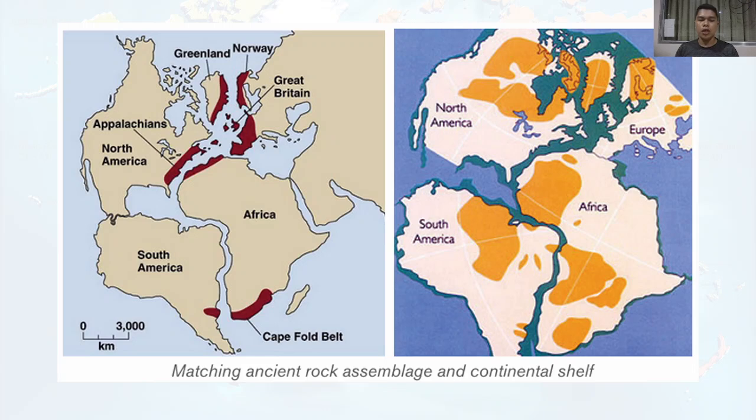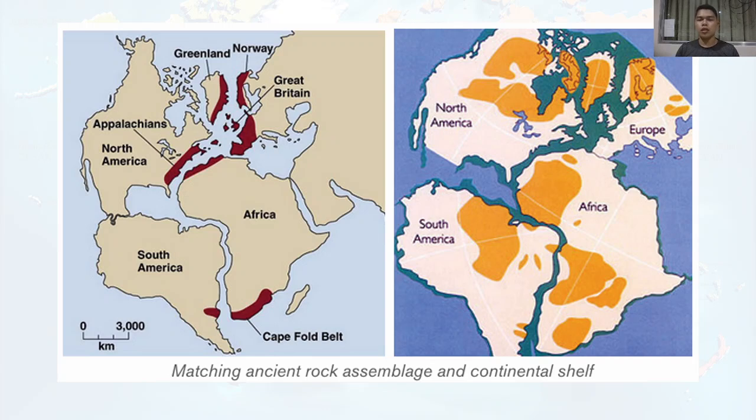We have also the matching ancient rock assemblage and continental shelf. In parts of North America, Africa, and Great Britain, there are several similar rock assemblages, as well as in parts of Africa and South America, I think in Peru or Chile. There are similar structures of ancient rocks that can be found in these places, though as of now they are hundreds of kilometers away from each other.